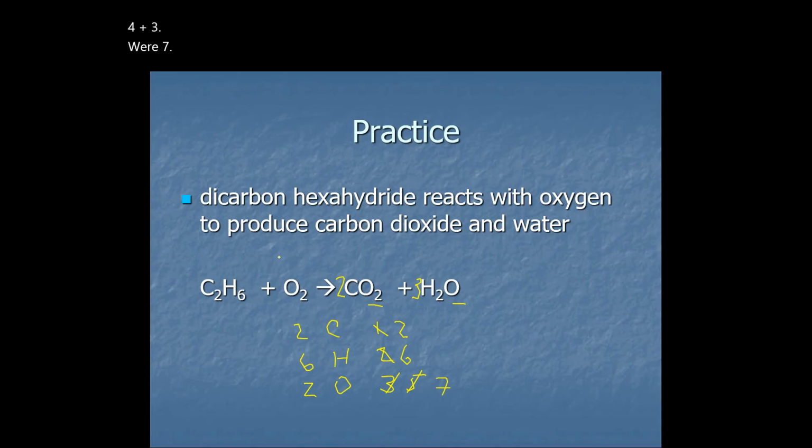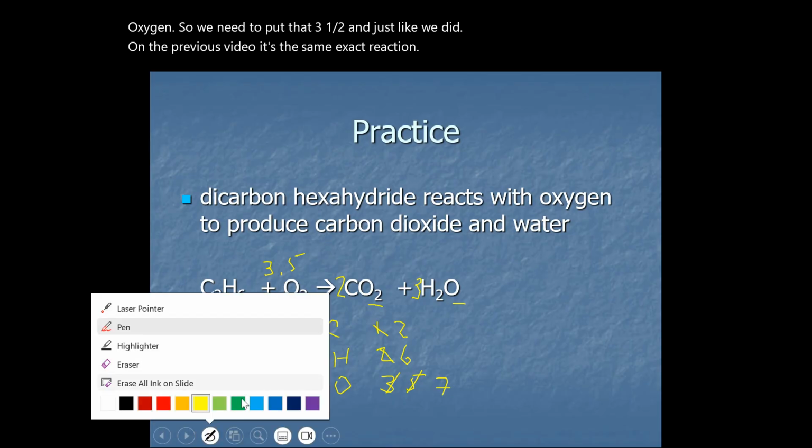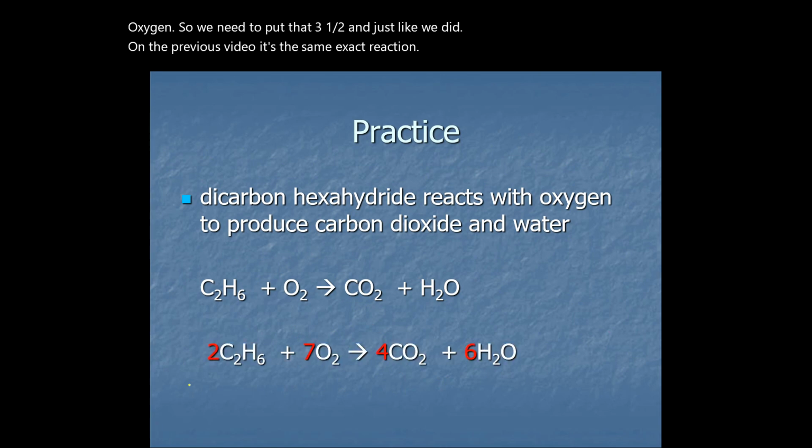oxygen, so we need to put that 3.5, and just like we did on the previous video, it's the same exact reaction. We get the coefficients of 2, 7, 4, and 6. We have to double everything.